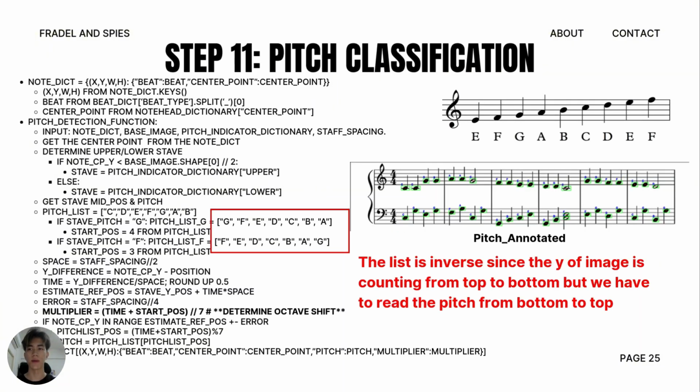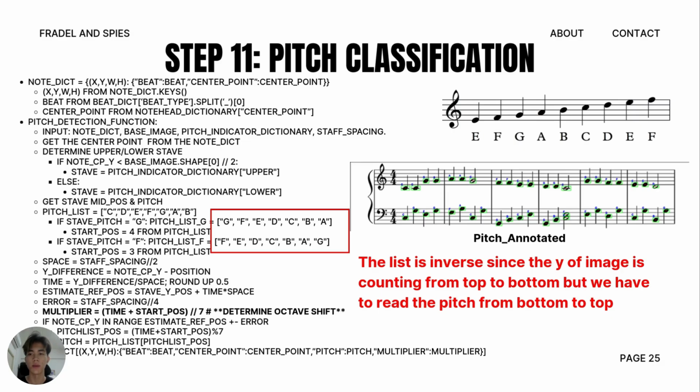Here is the most complicated part of our project. The function for pitch classification receives as input, first, note dict, which contains the box of the note head, beat type, and note head center point. Second, the base image to draw the box and label. Third, the pitch indicator dictionary, which is the position of each step line and its pitch that we got from step 9. Fourth, the step spacing that we got from step 6.